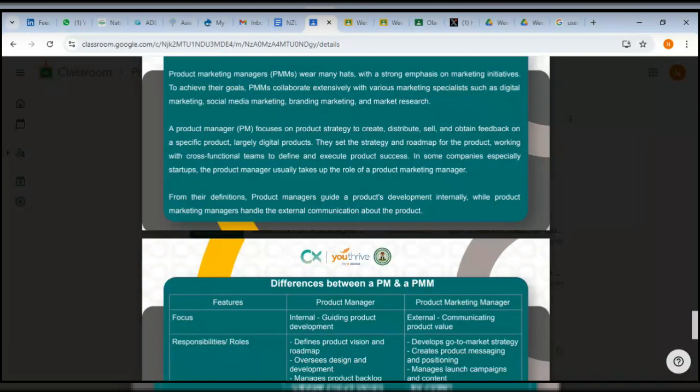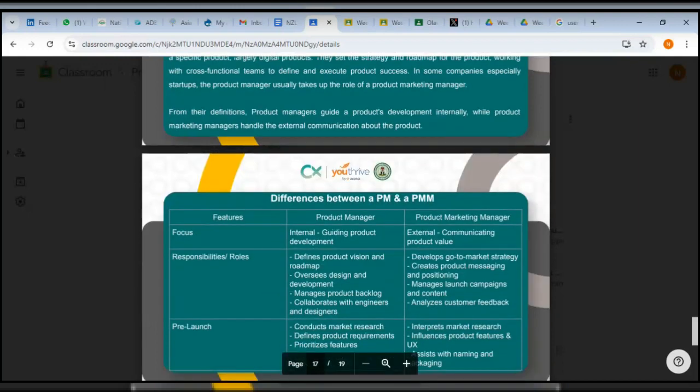I already mentioned this, that even though for the product manager, their main goal is to ensure that the product development process is smooth, and to remove roadblocks for every stakeholder involved in the product development. Even though this is their primary goal, they also end up needing to perform as a product marketing manager when there is not one that has been provided for them. From their definitions, product managers guide a product development internally, while product marketing managers help handle the external communication about the product.